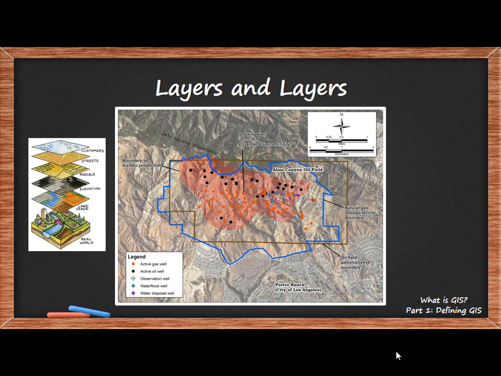For example, the map shown here includes layers for the active gas and oil wells, which are symbolized as points, along with the historic production boundary, which is symbolized in the red shading. All of these layers have been ordered on top of an aerial photograph, which shows details of the surrounding neighborhoods. Later on, we will learn how to query or ask questions of the different data sets to answer questions such as which wells are outside the historic production boundary, or what percentage of the administrative boundary is currently being mined.